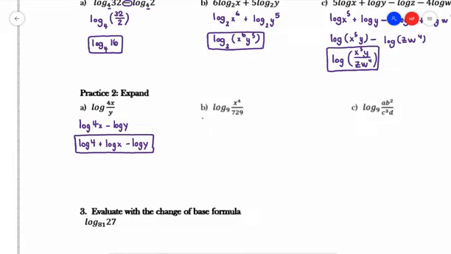On B, again, I have multiplication and division. But now I've got a power in there too. So then I'll take that power, make it a coefficient. And then that's as much as I can expand it.